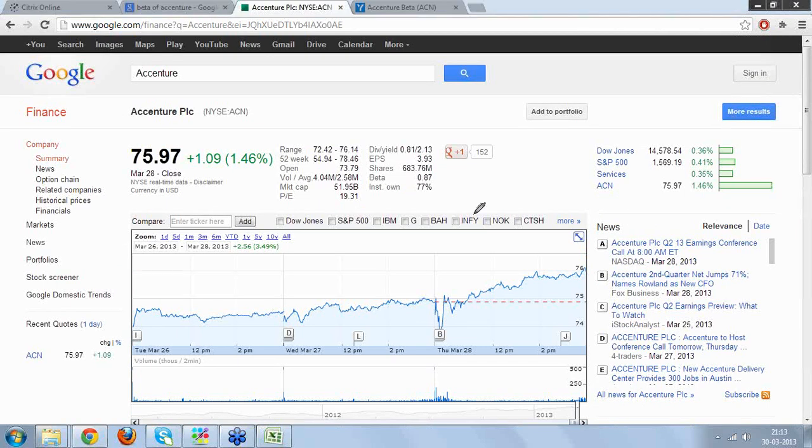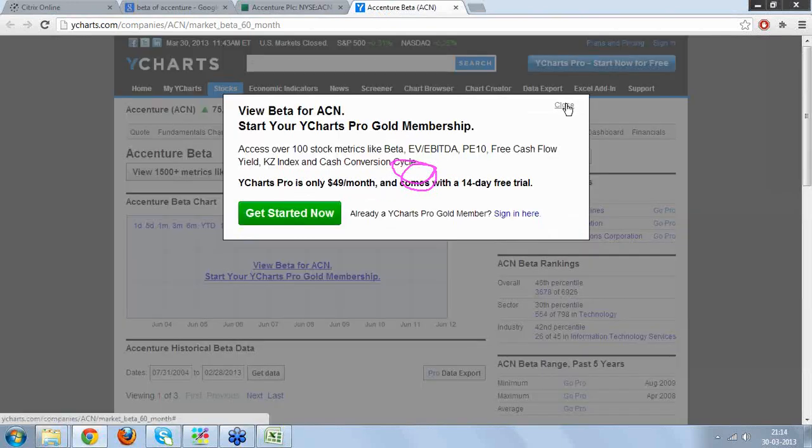So I can pick beta from this place, which is 0.87. I also have the number of shares outstanding. Both of them are going to be used in my own valuation model.